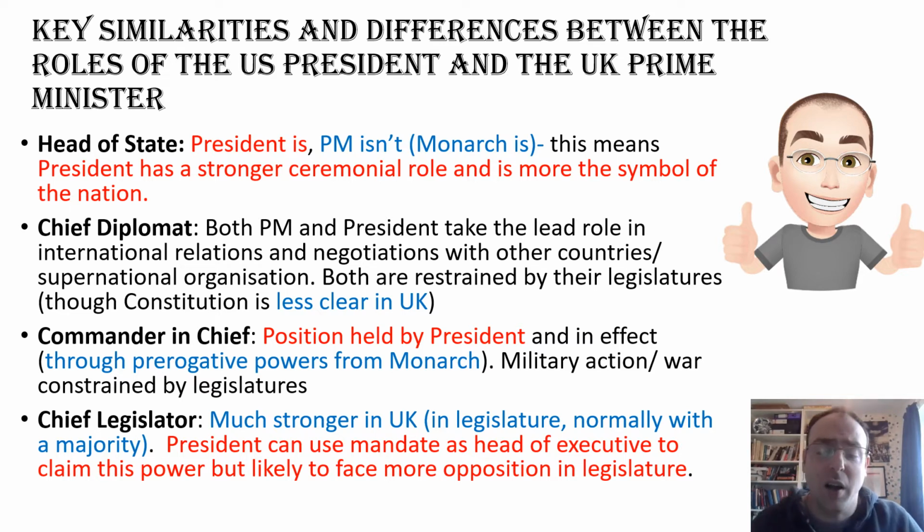The President holds the position of Commander-in-Chief. Because they are the President's forces essentially, and the President commands them. In the UK, the Prime Minister essentially does the same, but they are Her Majesty's armed forces. That prerogative power, however, is passed on to the Prime Minister. The monarch doesn't actually go and command the army or the navy or the air force.